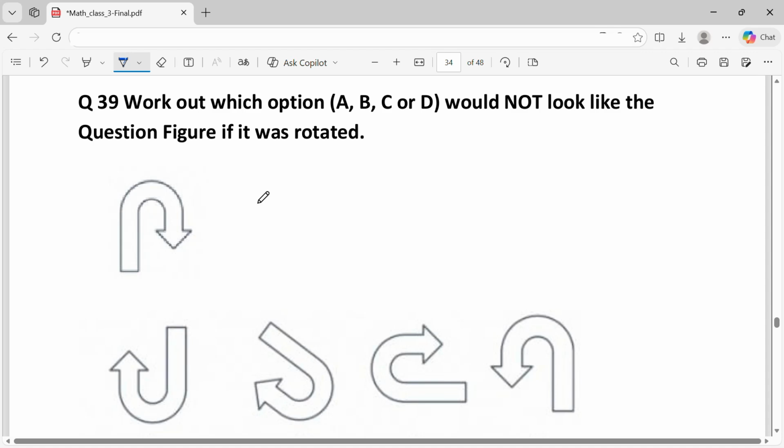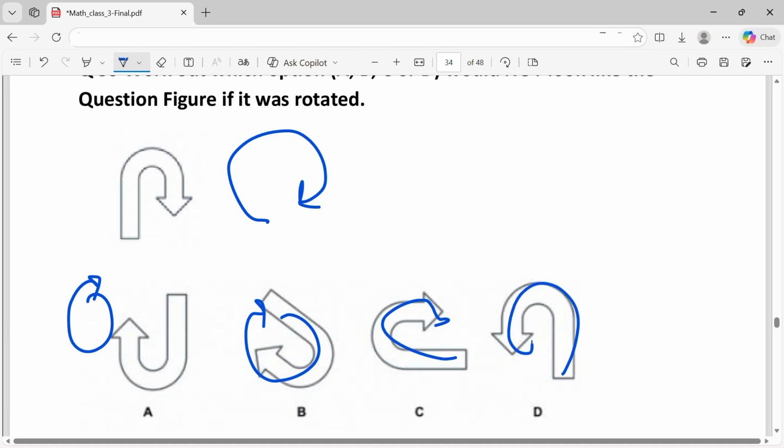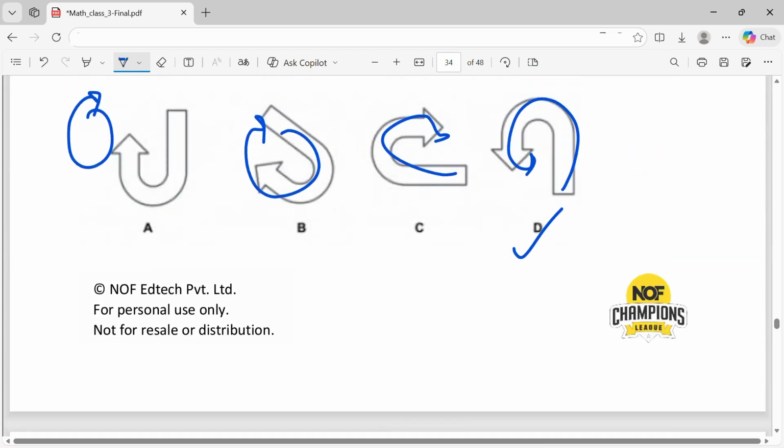Question 39. Work out which option would not look like the question figure if it was rotated. In the question figure, we can see that the arrow goes around in a circle in the clockwise direction. Comparing with the given options, A is in a clockwise direction, B is in a clockwise direction, C is in a clockwise direction, but D goes in an anti-clockwise direction. So the answer is D.